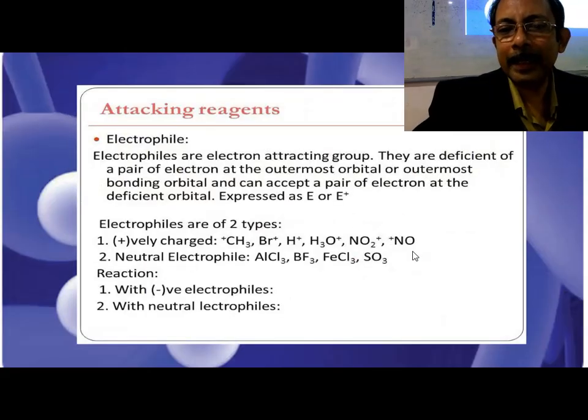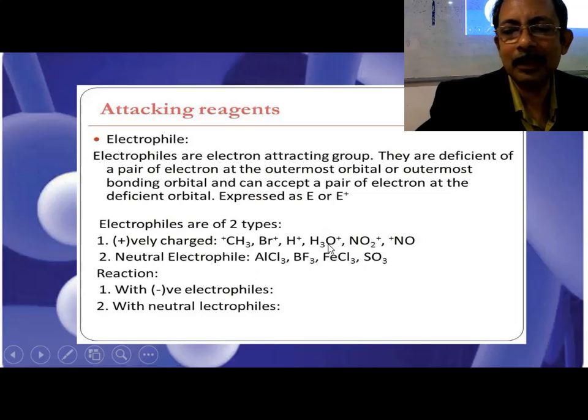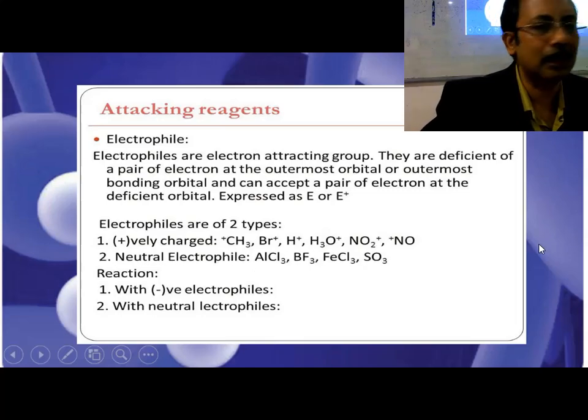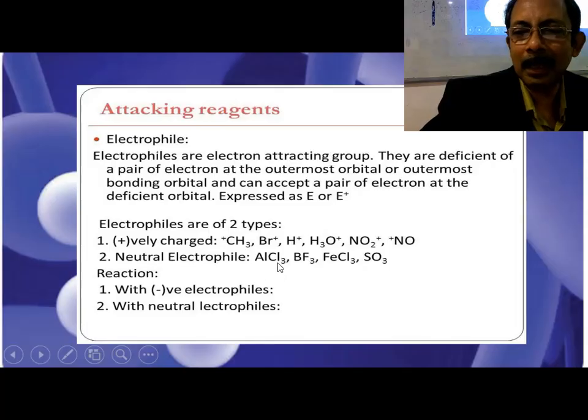And what are the attacking reagents? Electrophiles: CH3 plus, Br plus, H plus, NO2 plus, all are plus charged things. And neutral electrophiles can be AlCl3, BF3, FeCl3, SO3. But when these are reacting, these are actually acting as catalyst, not forming a permanent product. Acting as a catalyst, carrier. But SO3 can act as a reactant.